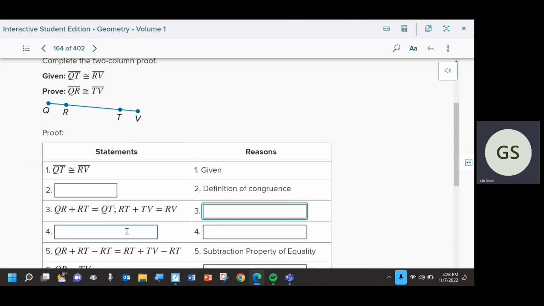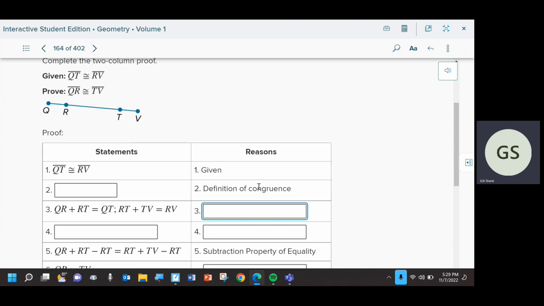The other ones would certainly get you a passing grade, higher than a passing grade, even really. But to get an A, you're going to have to be able to come up with both reasons. All right. So let's go ahead and start filling it out. Again, we know the first one is given. It tells us definition of congruence. So I'll let you think about what that is.